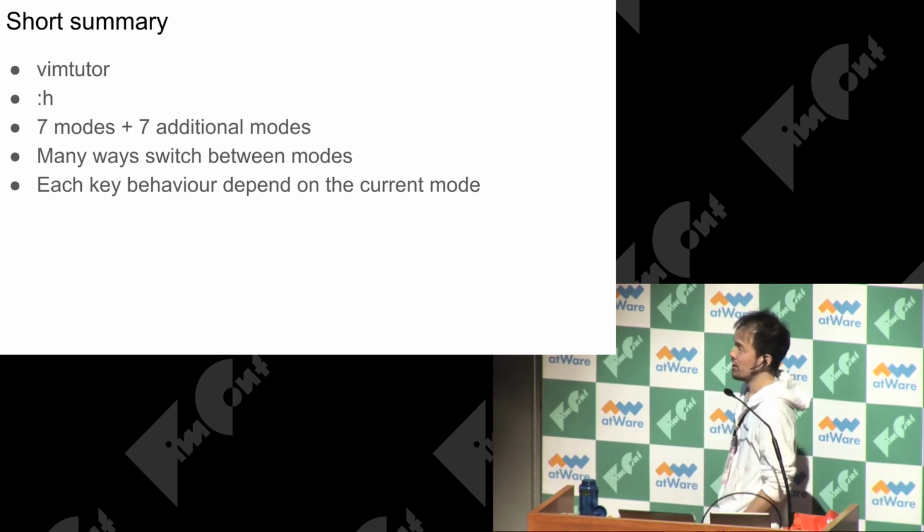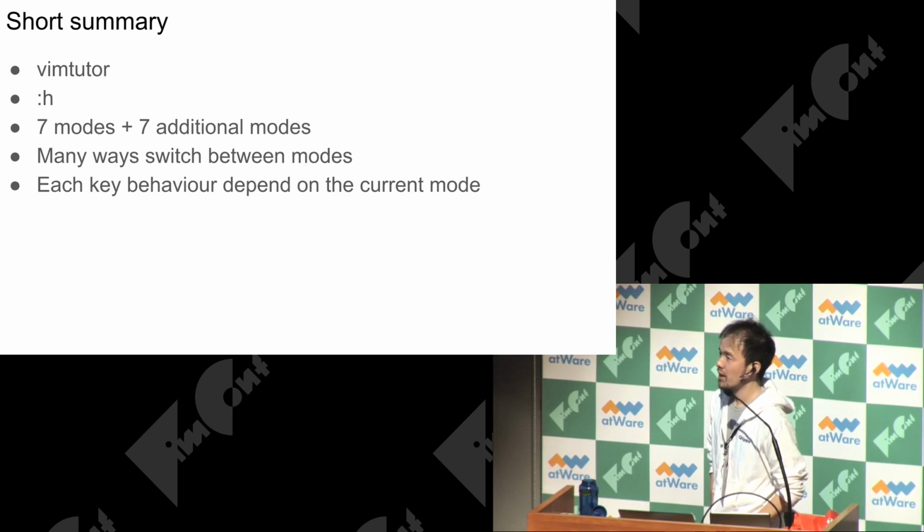Short summary for the specification, like the first part of my talk. The Vim tutor, I'm sure many people here must have done, but if you have never done it, I recommend you do :help, like help in Vim instead of Googling. Google is awesome, but Vim :help is more helpful for me because I can see the documentation is guaranteed to be actively maintained. Vim has 7 additional modes, and as the mode switching doc says, there are multiple ways to switch between modes. And as I said at the very beginning, any key behavior depends on which mode you are in. So there's a concept of key to actual command dispatching inside Vim.